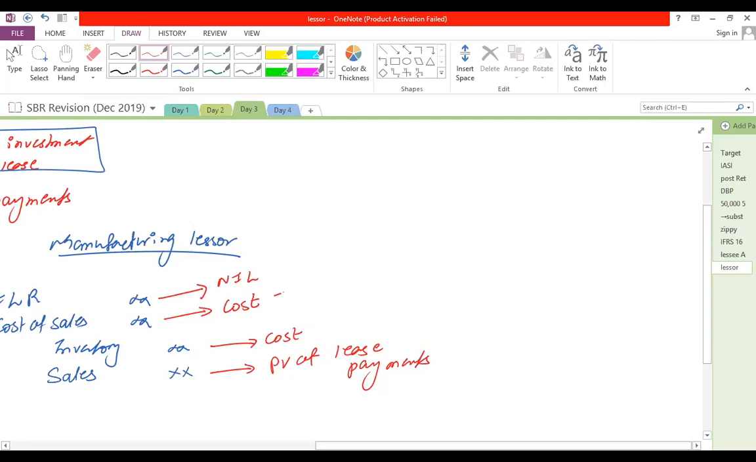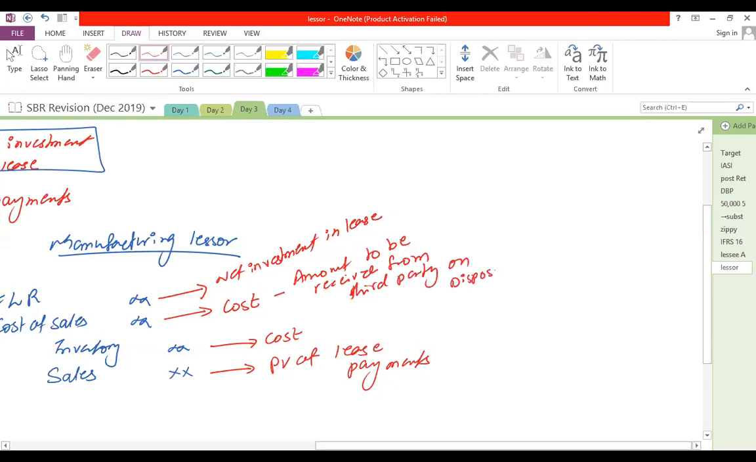But we say that the cost of sales should deduct the amount received, NIL, which means the net investment in lease. So from the cost, we also deduct any amount to be received from any third party on the disposal, which is also called the unguaranteed residual value. The amount that we are expecting to be received from any third party when we sell the asset on the completion of the lease is in short called the unguaranteed residual value.